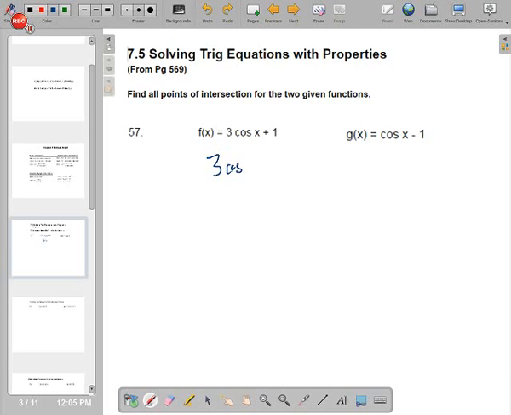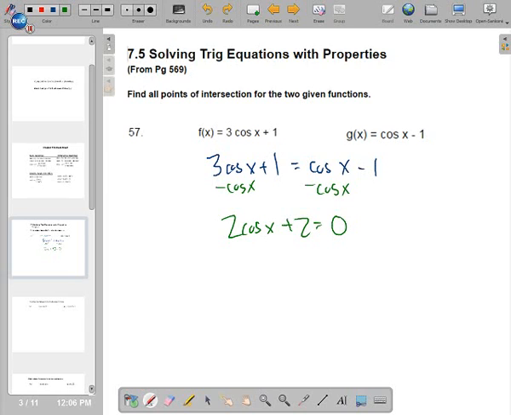So this will say 3 cosine x plus 1 equals cosine x minus 1. If we're going to solve this, it's probably a good idea to get everything on one side first. Let's get all the cosines on one side. So this is 1 cosine x, and over here we have 3 cosine x's. If I subtract cosine x, 3 cosine x minus 1 cosine x is 2 cosine x. And if you add 1, you're going to have plus 2 equals 0.